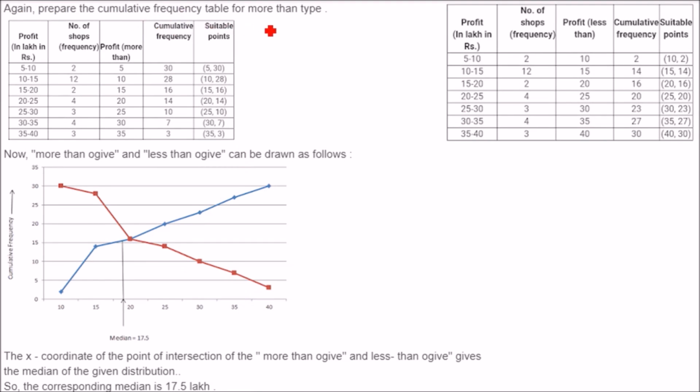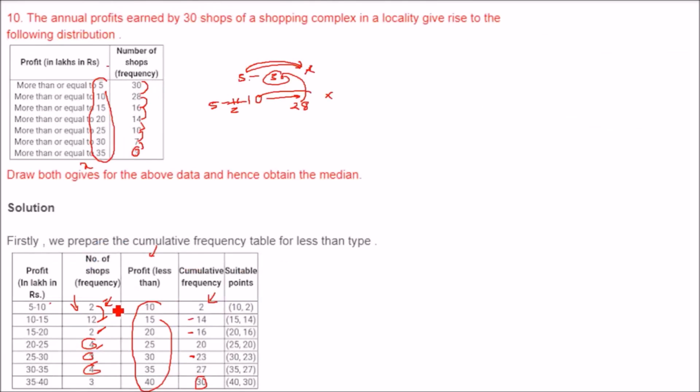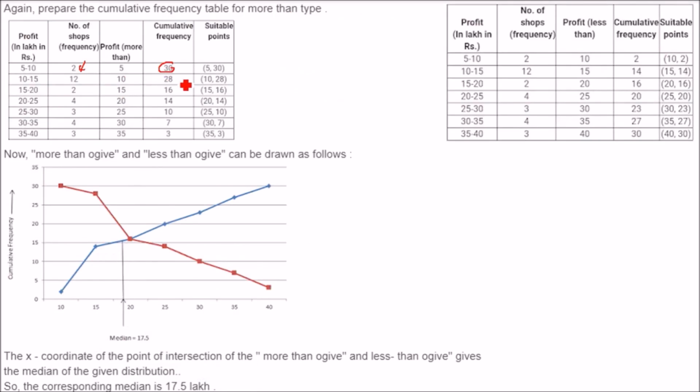So what do we do? First let us prepare the cumulative frequency for the more than type also. The total is 30, so we start with this. Then this is the number of shops, the frequency, that we found here. Now we will subtract these values from 30. So 30 minus 2 is 28, 28 minus 12 is 16, 16 minus 2 is 14, 14 minus 4 is 10, 10 minus 3 is 7, and 7 minus 4 is 3. So this is the cumulative frequency for the more than type, right?